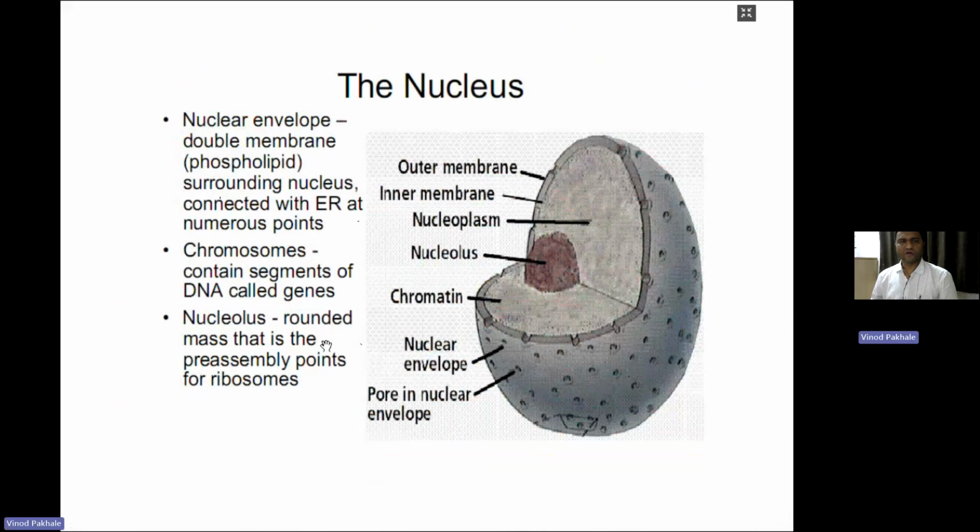Then the nucleolus, a rounded mass, is the pre-assembly point for ribosomes. Okay. So the nucleus is the most important part. All of you go through the function of the nucleus and nucleolus in detail. We'll see it afterwards. But this is just a diagram. Go through it.